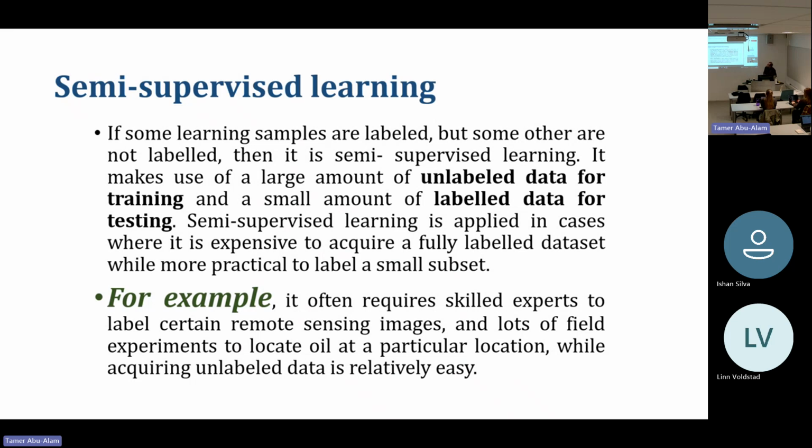So if some learning samples are labeled but some others are not labeled, then it's semi-supervised. It makes use of a large amount of unlabeled data for training and a small amount of labeled data for testing. Semi-supervised learning is applied in cases where it's expensive to acquire fully labeled datasets. So if you have an important project and you need to train your model, but you don't have enough resources, maybe you just label 1/3 of your data and you start to work.